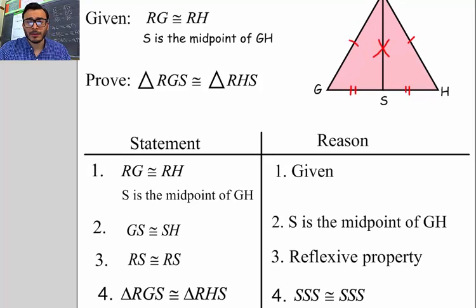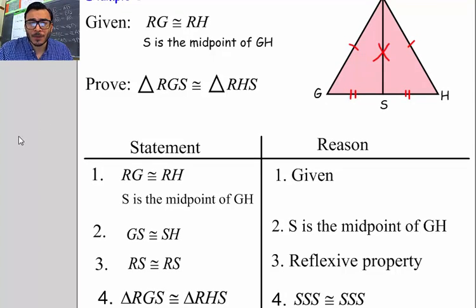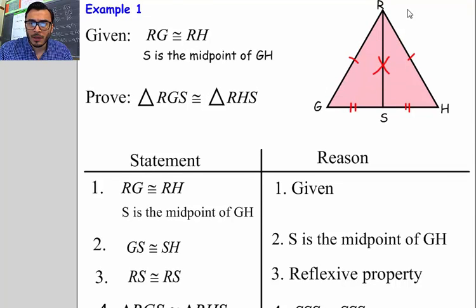All right, so to summarize, we were asked to prove that triangle RGS is congruent to triangle RHS. So we were trying to prove that the triangle on the left here is congruent to the triangle on the right. And we went about it by labeling the given information. Then we used S being the midpoint of GH to say that GS is congruent to SH. And then we used the reflexive property. And that was enough information to prove the triangles congruent by the side, side, side method.